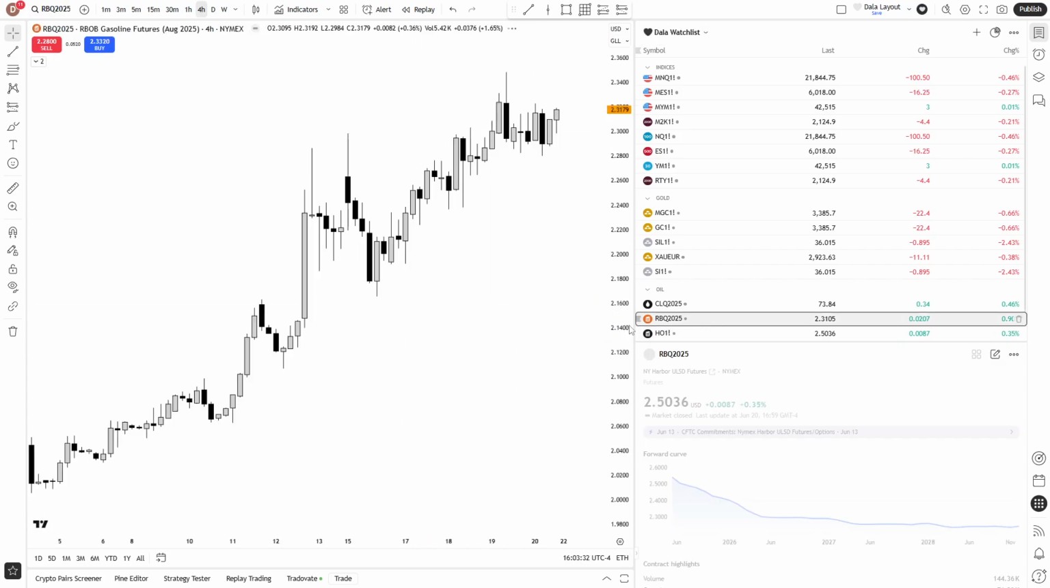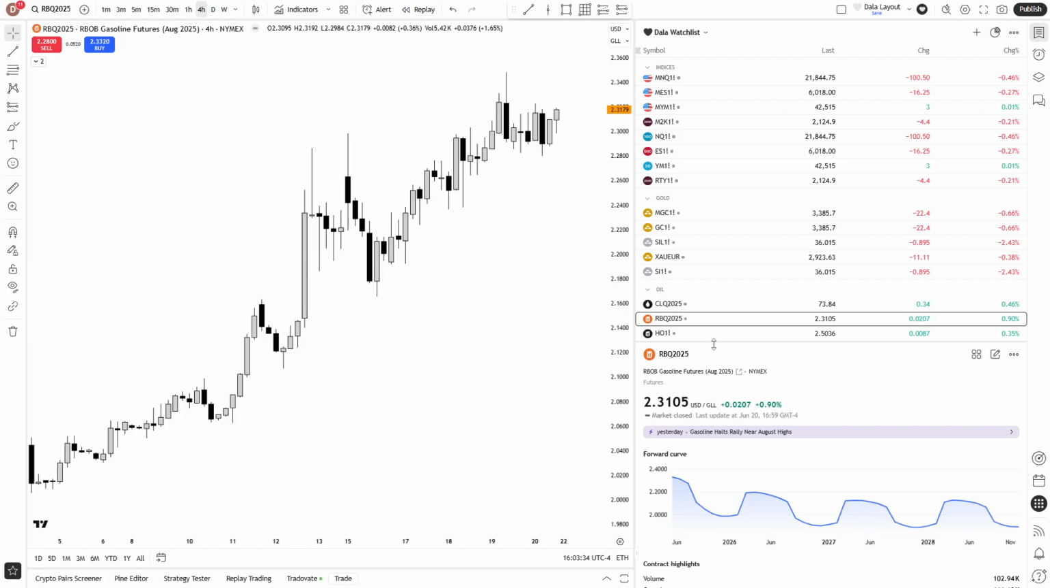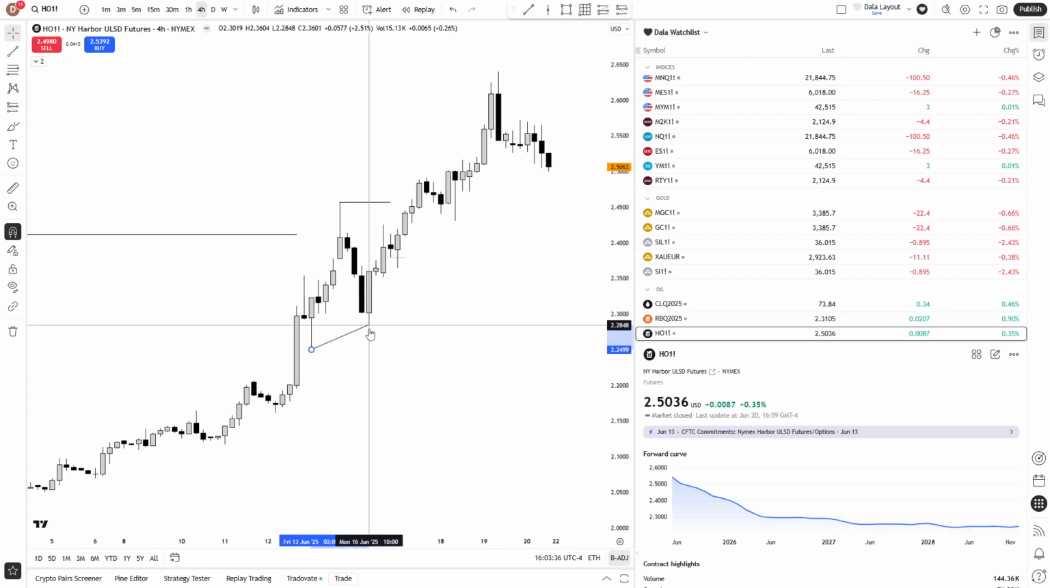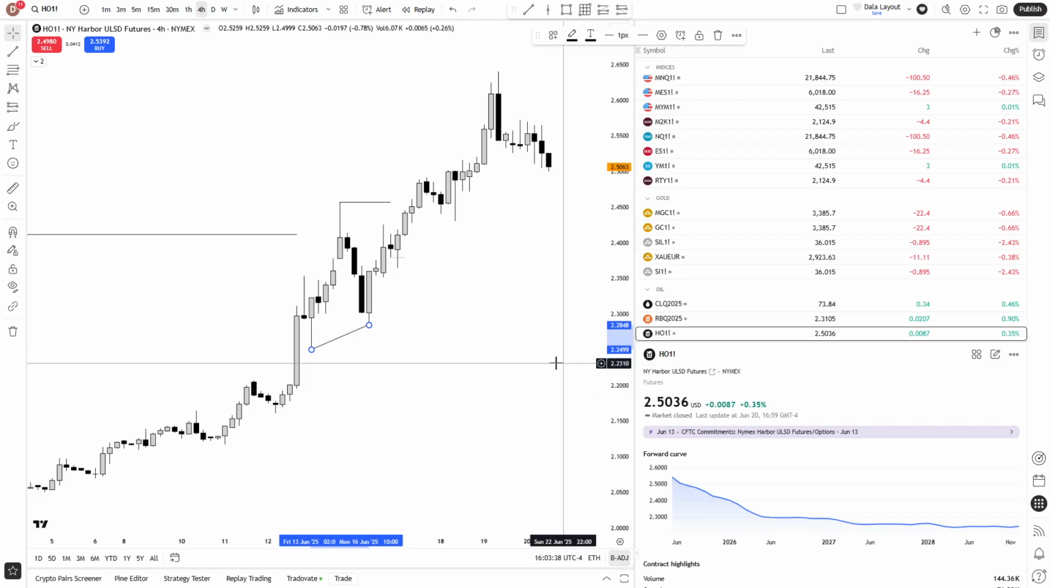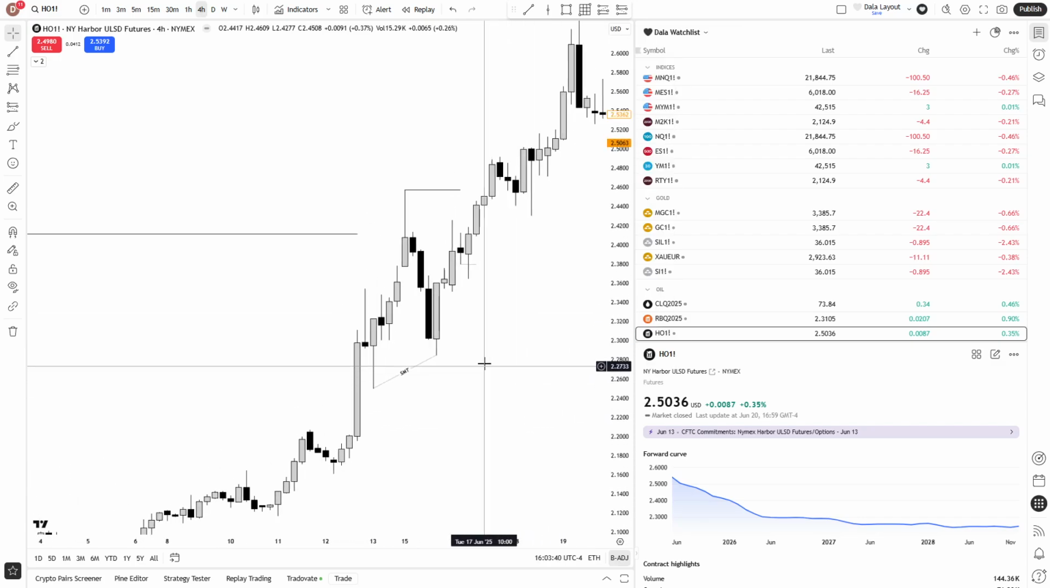Now what do we do in RB? We actually take out that range low and make an SMT on that, right? So that is something significant I'm looking at. I'm just reading price, right? So what do we do?